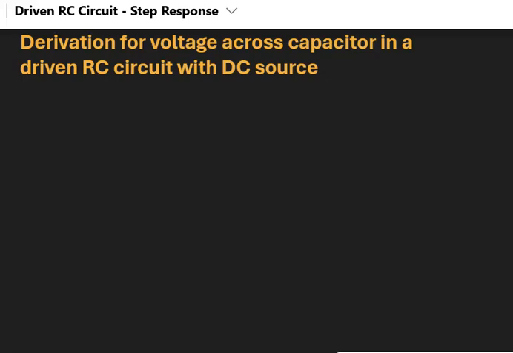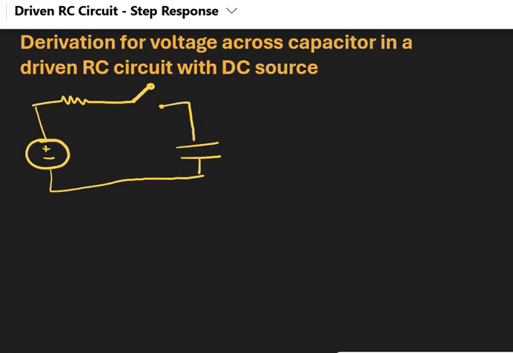Let us derive the equation for voltage across capacitor in a driven RC circuit where the RC circuit is driven by a DC source. So the circuit can be one resistor, capacitor in series and a DC source. R, this is the source Vs, capacitor C, and this switch is closed at t equals to 0.